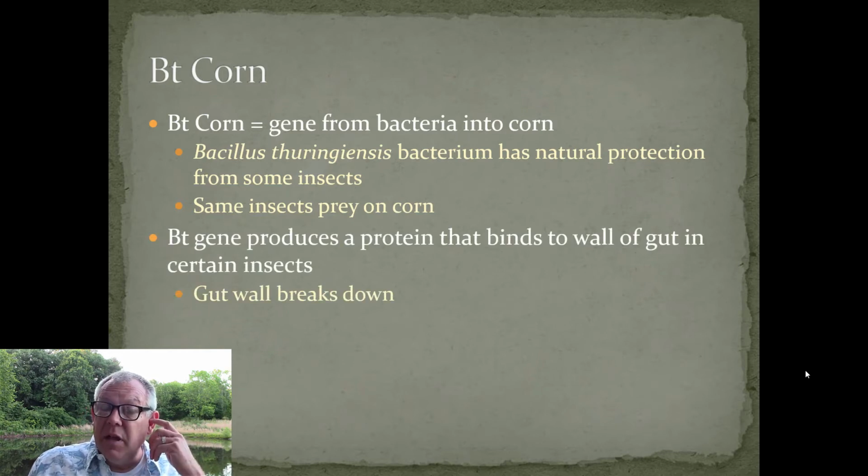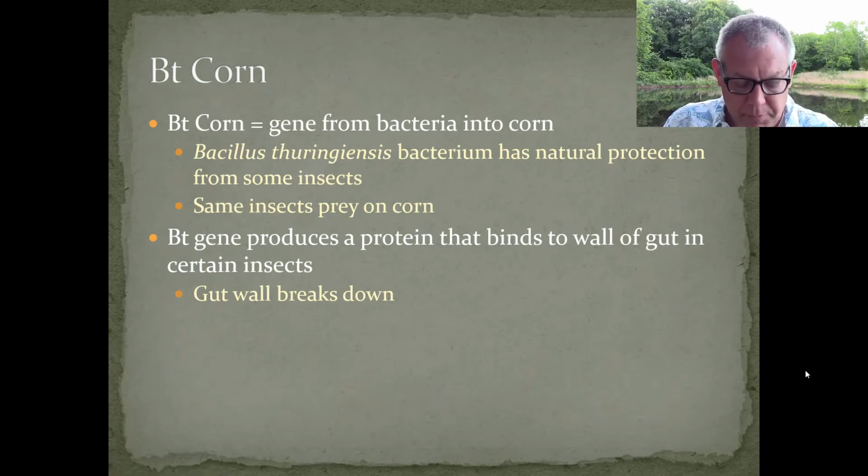So how does the bacterium protect itself? That bacterium has a gene that produces a protein. That's what genes do. But this particular protein binds to the gut wall of these insects and breaks it down. And so the insects that ingest the bacterium, their gut wall breaks down and it kills them.